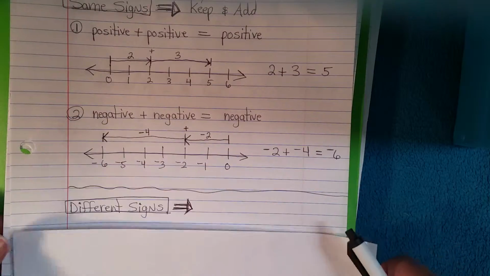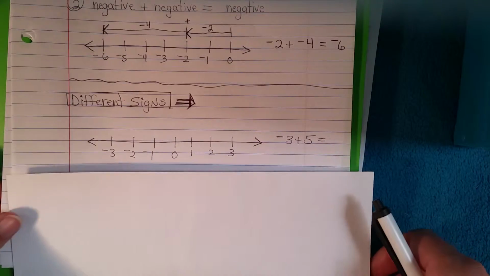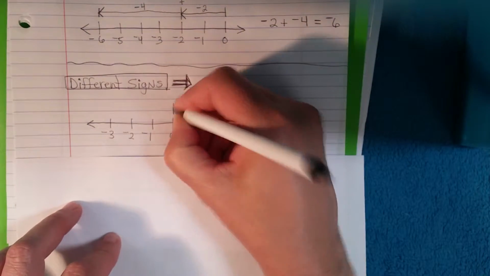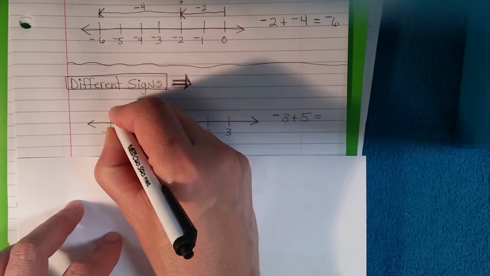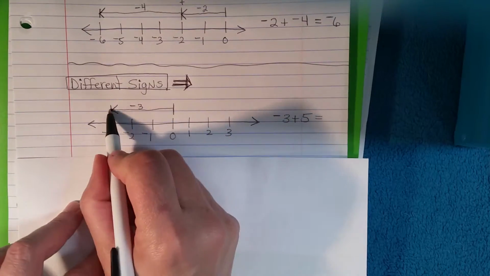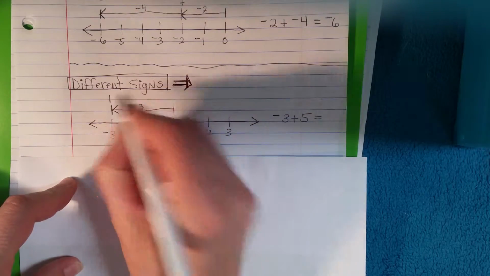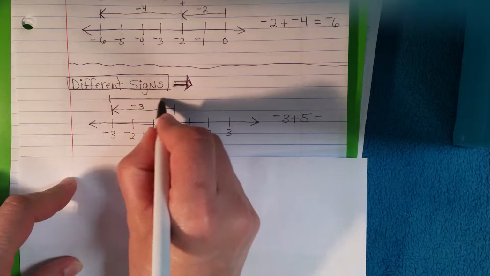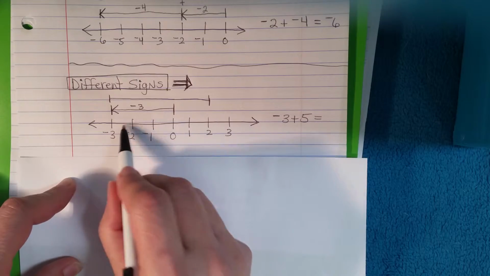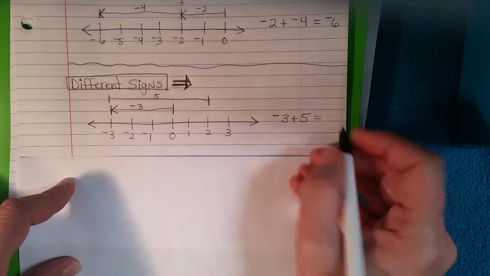Now, under the case different signs, you could have, for example, negative 3 plus 5. I'm going to start at 0 and go left 3, negative 3, and then from that point, I want to go positive 5. Well, positive is right. So there's 1, 2, 3, 2 more to make 5 units. 1, 2, 3, 4, 5. And I end up on a positive 2.